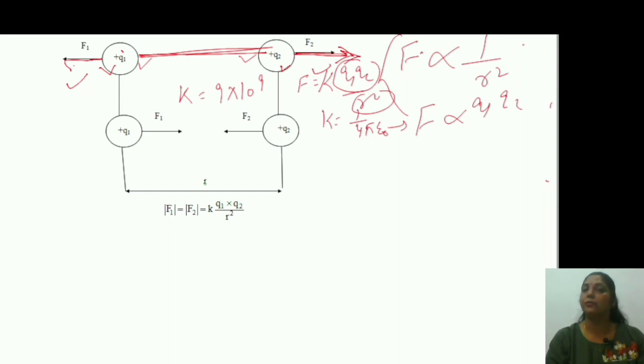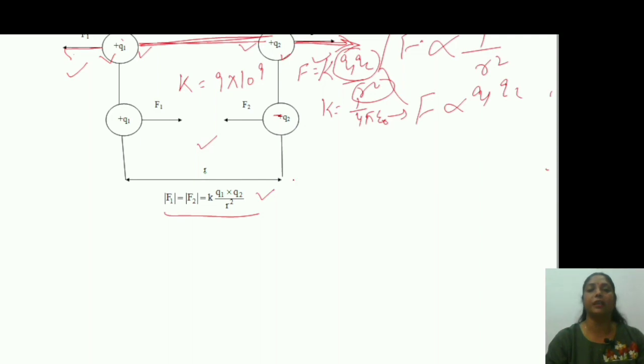And if one charge is positive and another one is negative, both forces are attractive in nature. Like charges repel each other, unlike charges attract each other. And the magnitude of these two forces, first body acting on second body and second body acting on first body, is the same. F1 equal to F2 equal to K Q1 Q2 by R square, right? So this is about Coulomb's law.